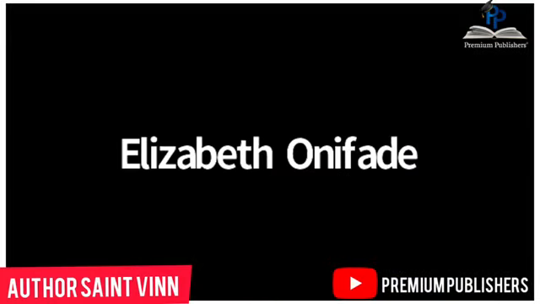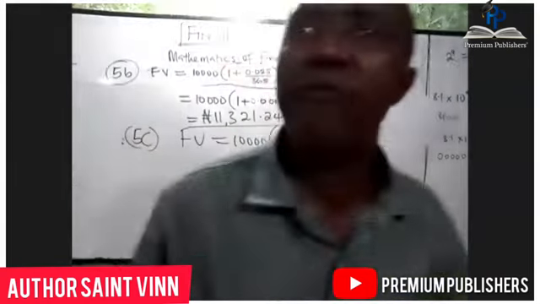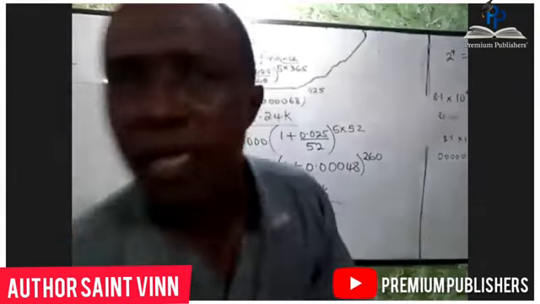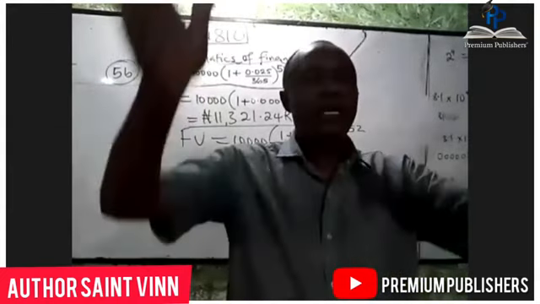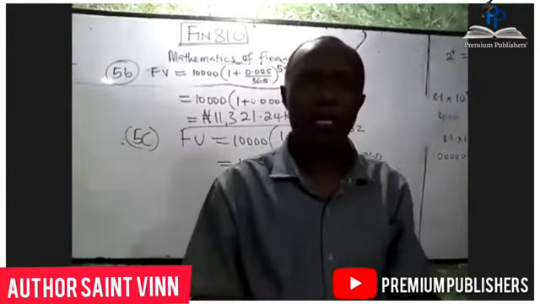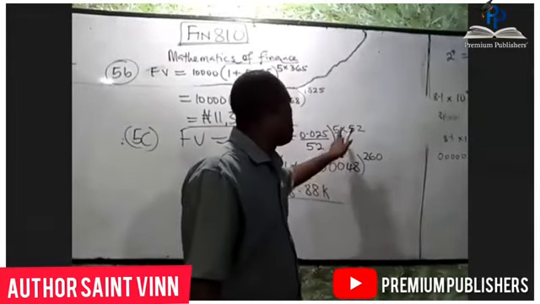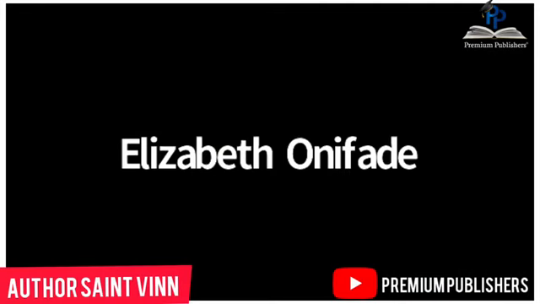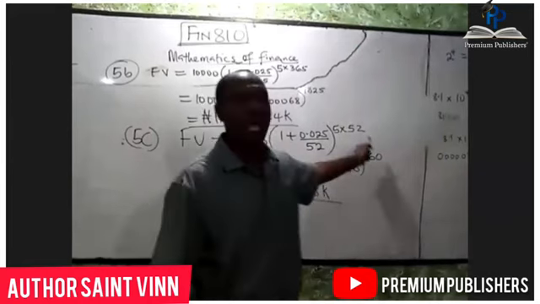How about quarterly? Quarterly is to divide by 4. There are 4 quarters in a year. Is that okay? If it is quarterly, 4 quarters in a year, you divide our R by 4 and multiply N by 4. Semi-annually is half, 2. You divide by 2 and multiply N by 2.